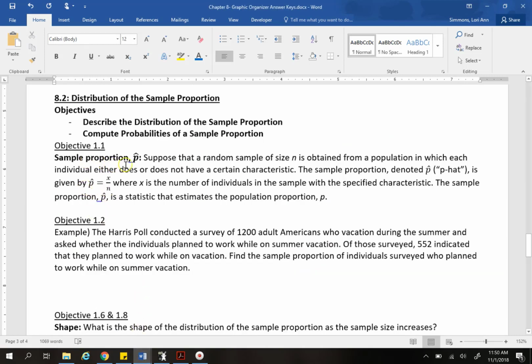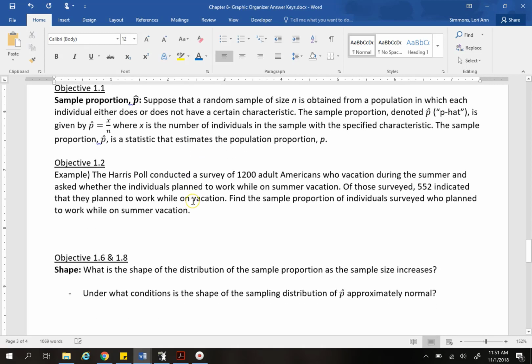A sample proportion is denoted by p hat. Suppose that a random sample of size n is obtained from a population in which each individual does or does not have a certain characteristic. The sample proportion, denoted p hat, is given by p hat equaling x over n, where x is the number of individuals in the sample with the specified characteristic, and the sample proportion p hat is a statistic that estimates the population proportion p. Let's look at an example.